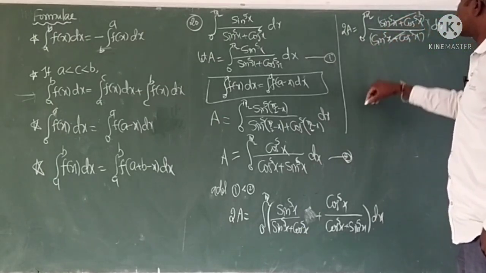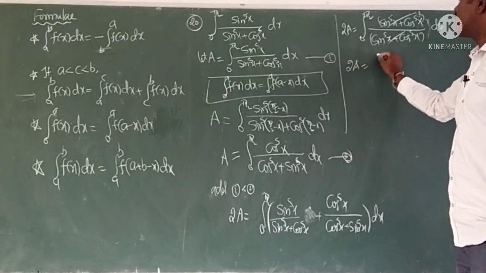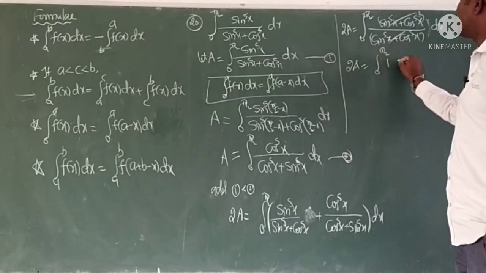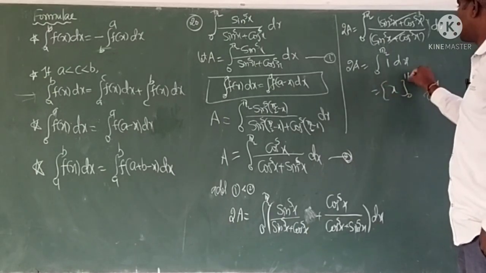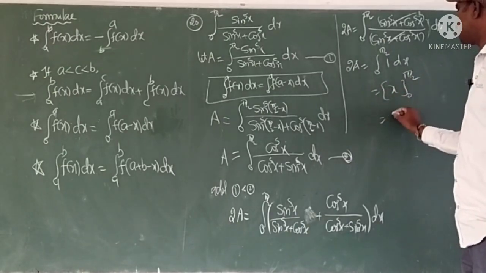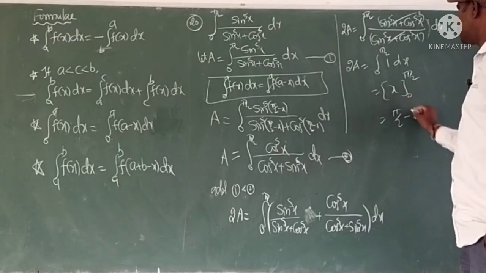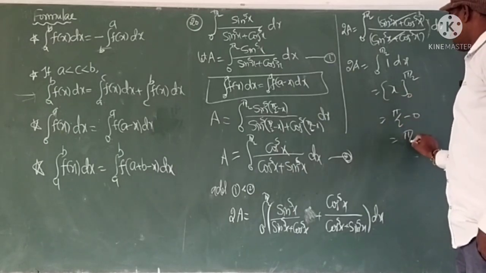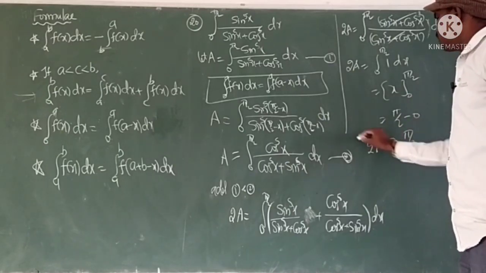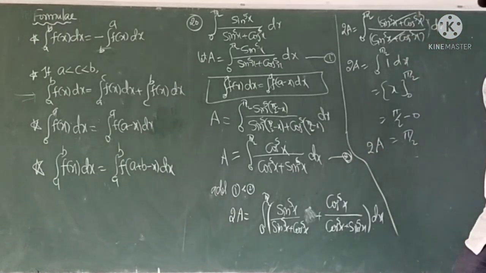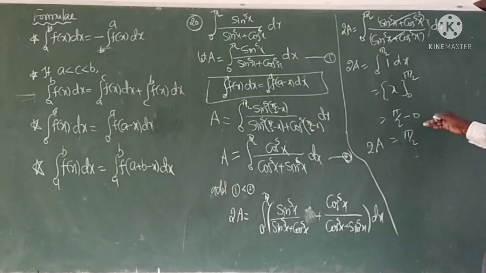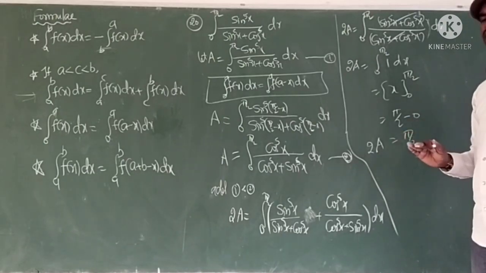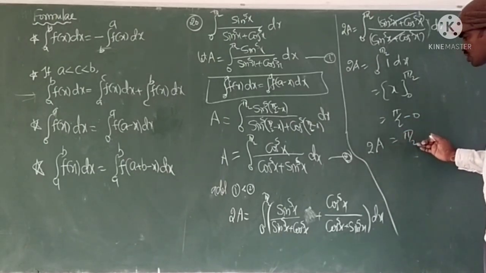See, both numerator and denominator are same, so they cancel. So 2a equals integration 0 to pi by 2 of 1 dx, and the integration of 1 is x, with the interval 0 to pi by 2. First substitute pi by 2, minus substitute 0, which is 0, so it is equal to pi by 2. Many of you make a major mistake: after doing this step you feel the answer is completed, but it is not completed. One more step is there.